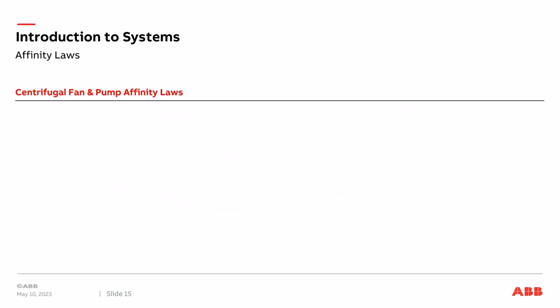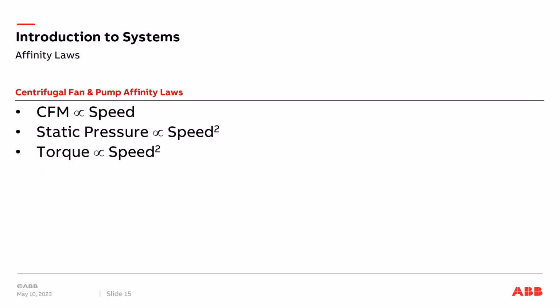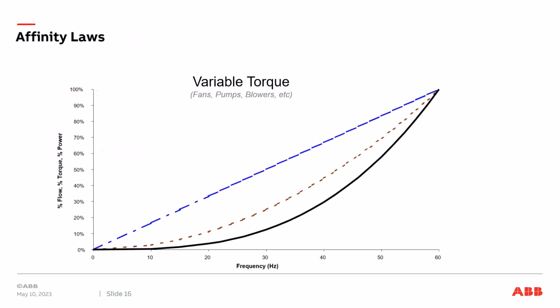Now, when we look at centrifugal fans and pump affinity laws, cubic feet per minute is directly proportional to speed. Static pressure is proportional to speed squared. And torque is proportional to speed squared. And horsepower, though, is proportional to speed cubed. These are the affinity laws.